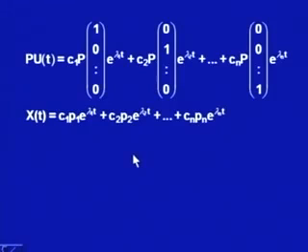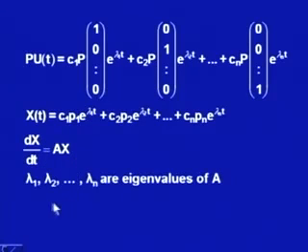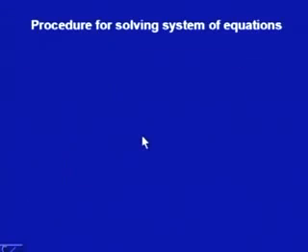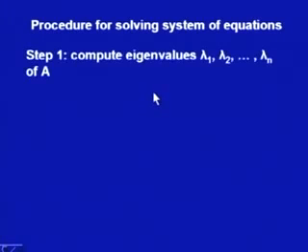particular manner. So, if dx/dt is equal to Ax, and lambda 1, lambda 2, ..., lambda n are eigenvalues of A, and P1, P2, ..., Pn are eigenvectors of A, then the solution of this differential equation is expressed as this, in terms of eigenvalues and eigenvectors. This gives us a procedure for solving a system of equations.